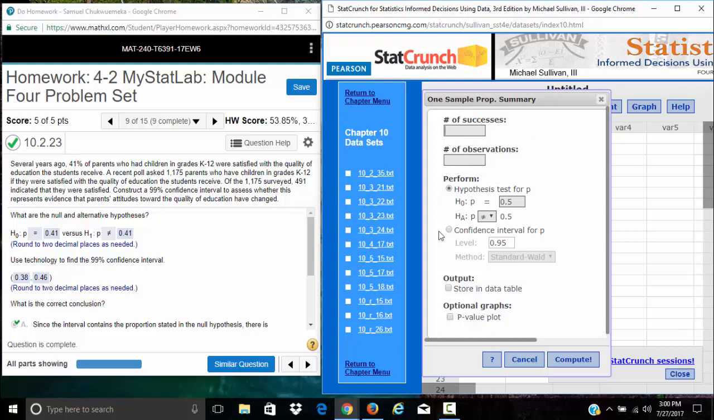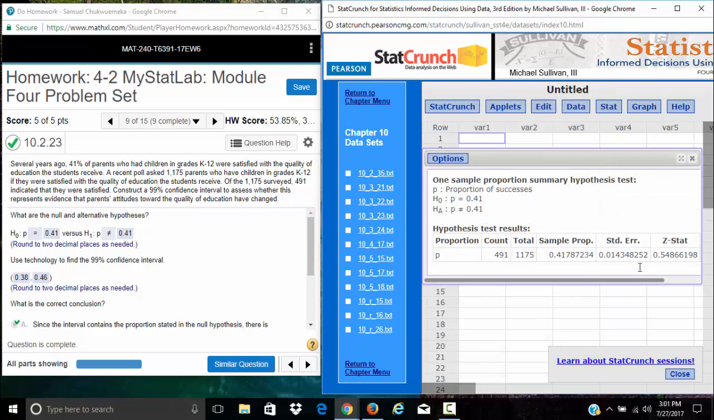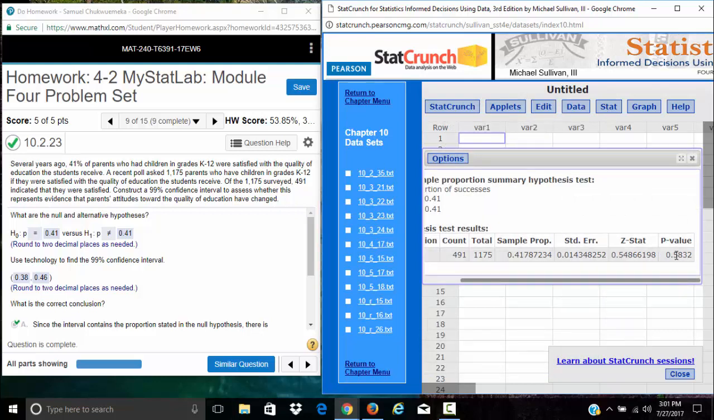So X in this case is 491. Number of observations is 1175. Perform hypothesis test. This is 0.41. An alternative hypothesis is two-tailed, so that's fine. You leave it there. Make sure this radio button is checked. Hypothesis test for P. And just click compute. And then it shows you the p-value. They didn't ask for the p-value, right? Yeah, in this case, they didn't ask for the p-value. But for the confidence interval, yeah, this is two-tailed.